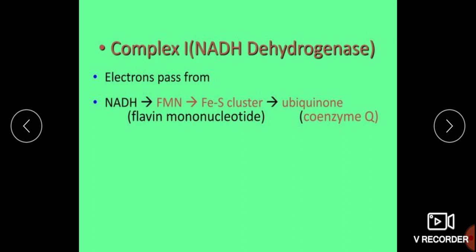The electrons pass from NADH, bypassed from FMN, that is flavin mononucleotide, to the iron-sulfur cluster and to the ubiquinol, that is coenzyme Q. During this transfer, the iron-sulfur cluster gets reduced and gets oxidized simultaneously by donating the electron to ubiquinol or coenzyme Q.